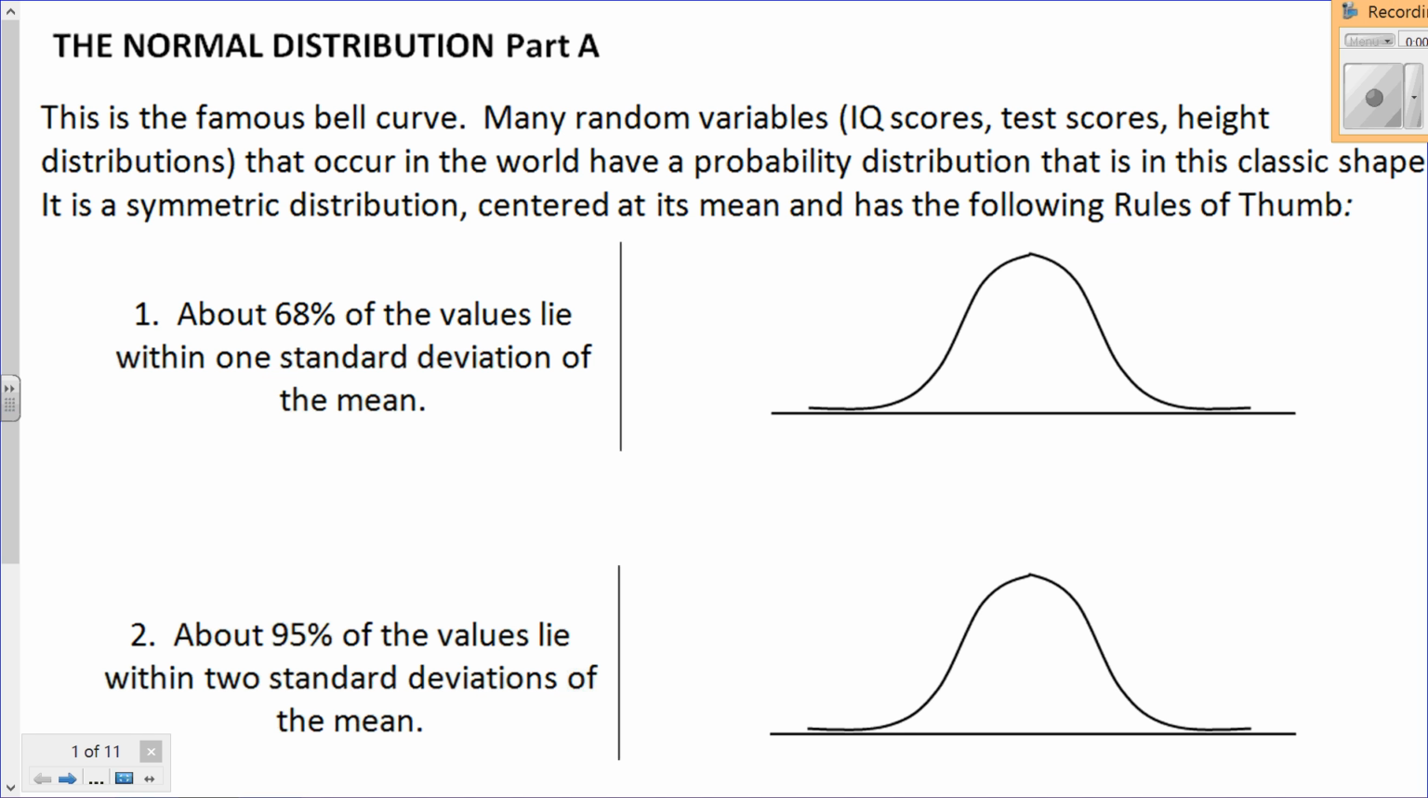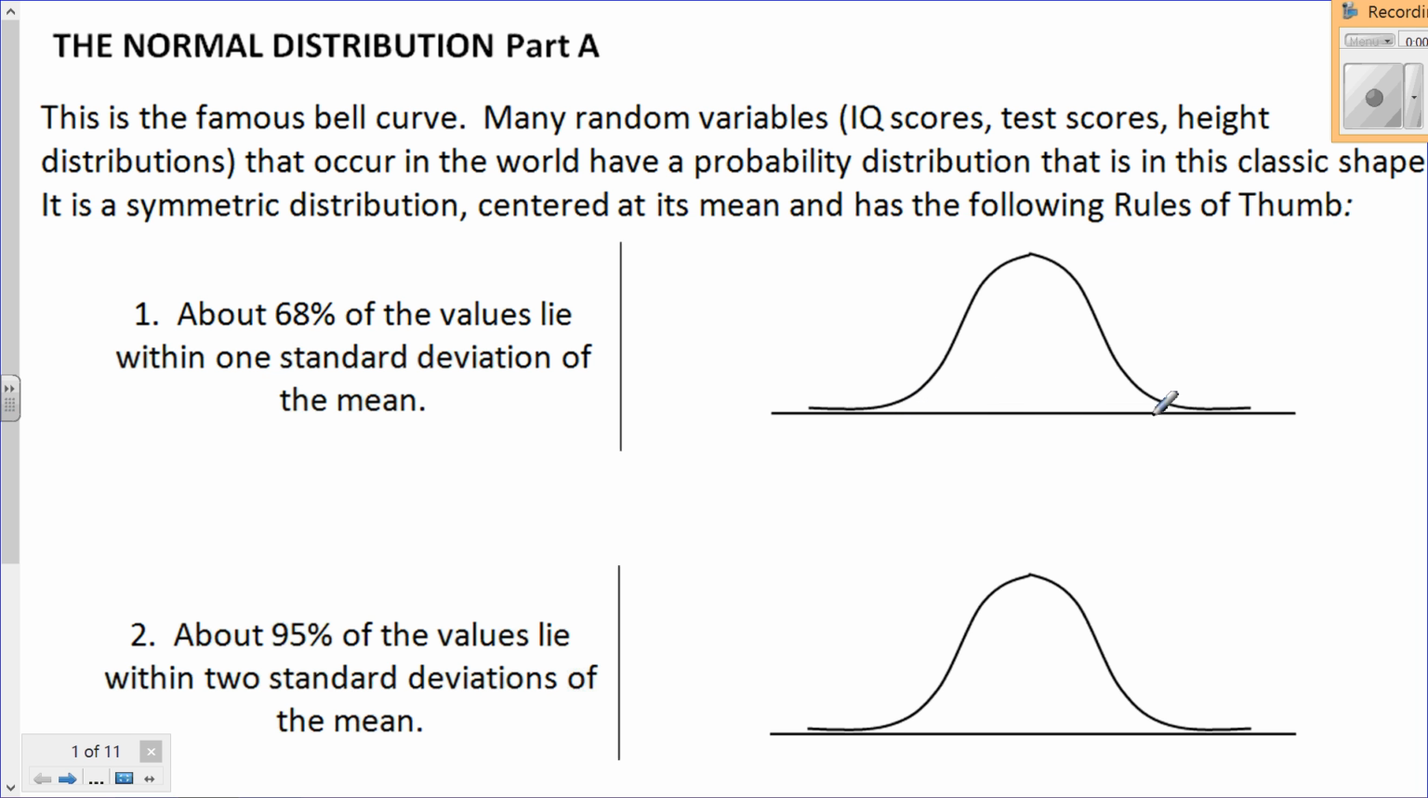The normal distribution is the famous bell curve. There are many random variables, like IQ scores, test scores, and height distributions, that occur in the world and have a probability distribution in this classic shape. It's a symmetric distribution, centered at its mean, and there are some handy rules of thumb to know. About 68% of the values lie within one standard deviation of the mean.